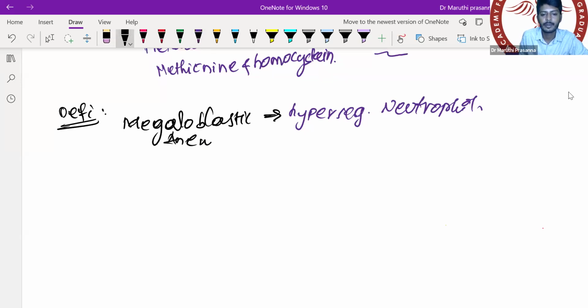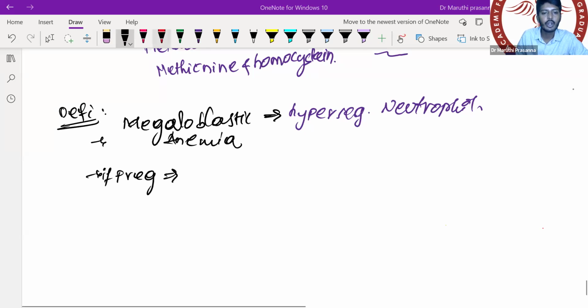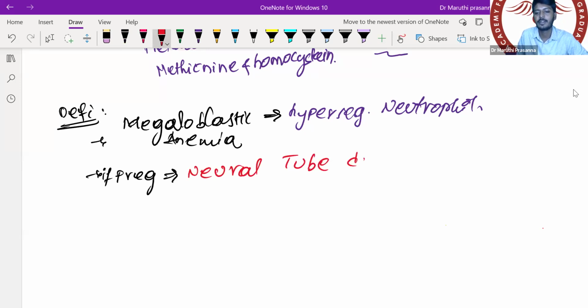If the deficiency occurs in pregnancy, it will lead to what? Come on, everybody should be able to tell me. Yes, it will lead to neural tube defect. That is why, as early as possible, we start the patient on folic acid if they are planning to get pregnant. Okay, so this is the story of megaloblastic anemia.